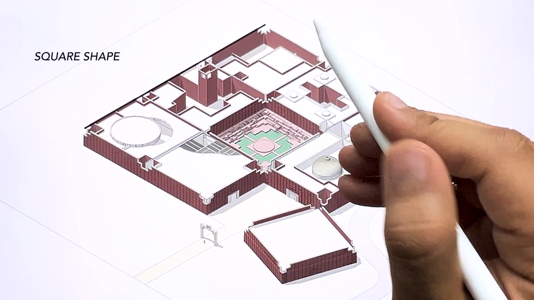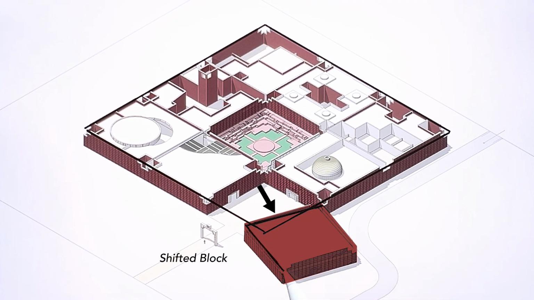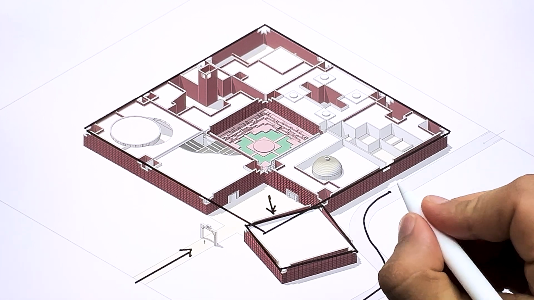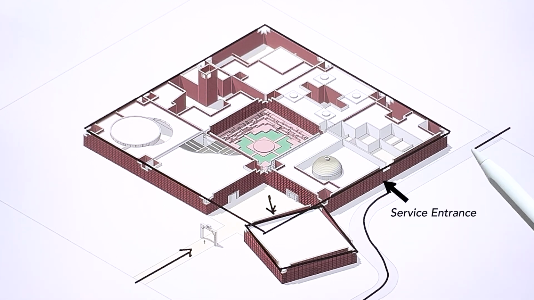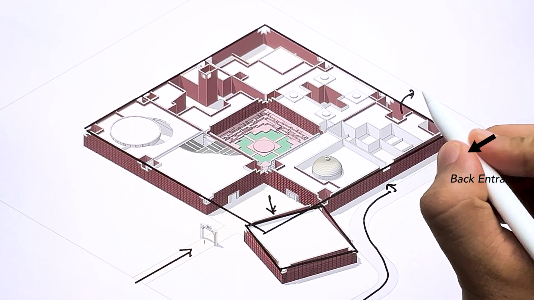So let's try to understand the conceptual framework of the Jawahar Kala Kendra. So here the overall building is the square shaped with the 9 grids. One block is shifted which resembles the layout of the Jaipur city. I will explain this part in the video later. This shifted block creates the entrance of the building, which also becomes the main entrance door. Additionally, the side has a service entrance and there is one entrance from the back side of the site, which is near the residential area.